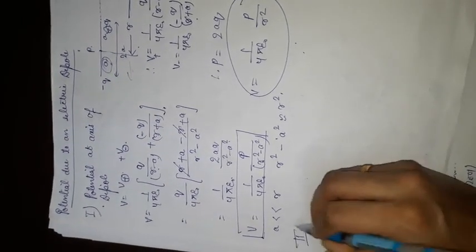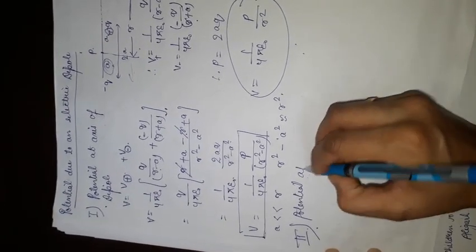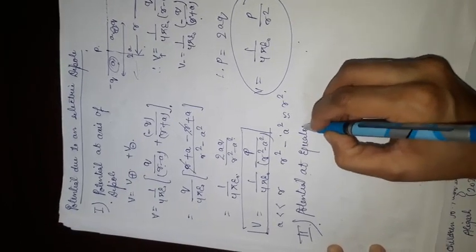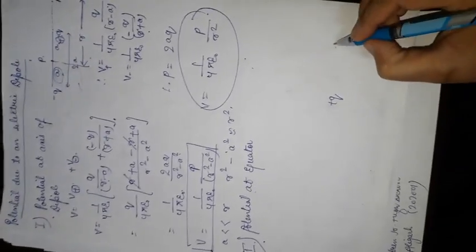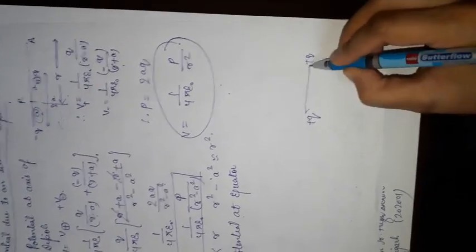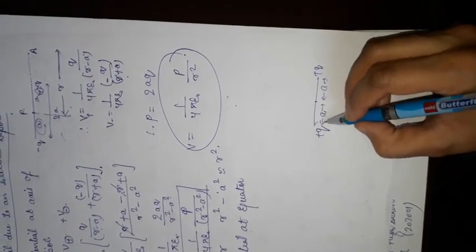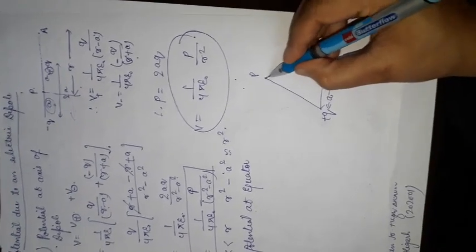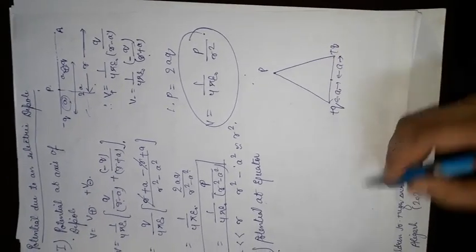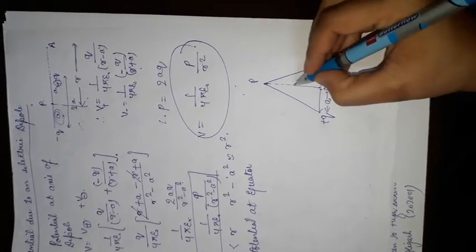For case second, potential at equator. Suppose this is a dipole of two charges, plus Q and minus Q. So half distance is A, other half is A. Here is a point P. Join these lines, and the distance between P up to O is R.